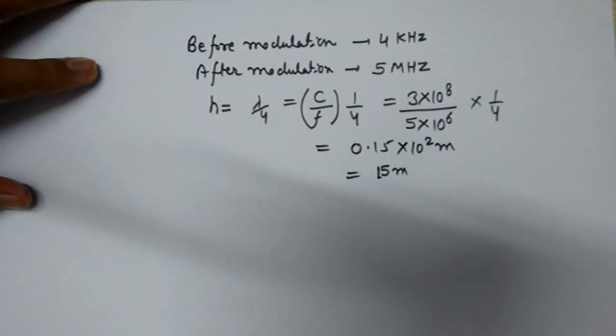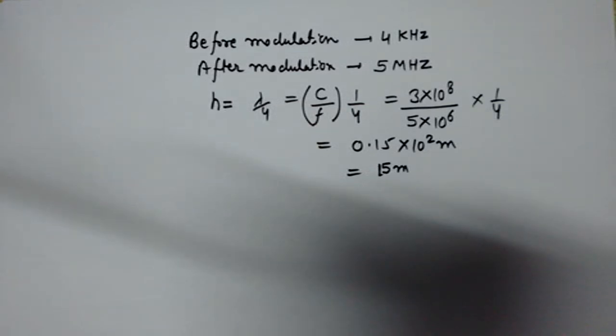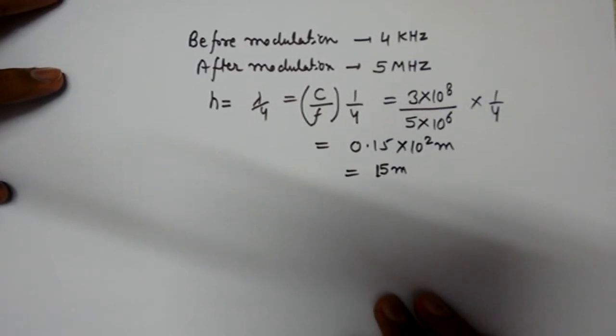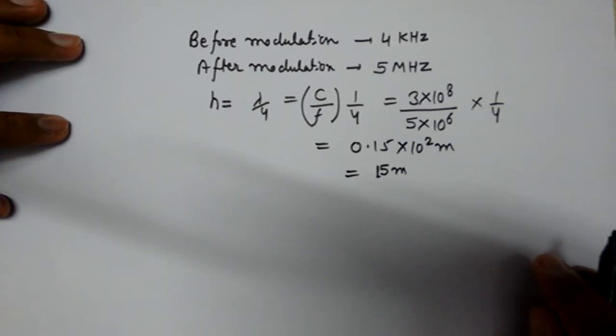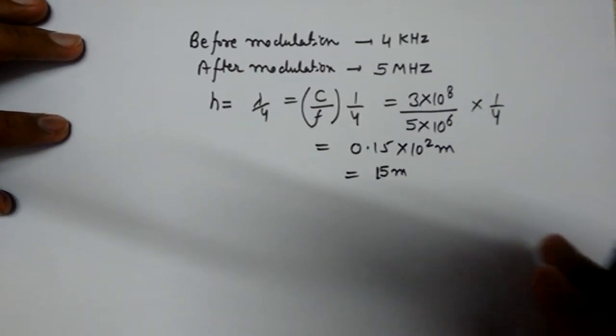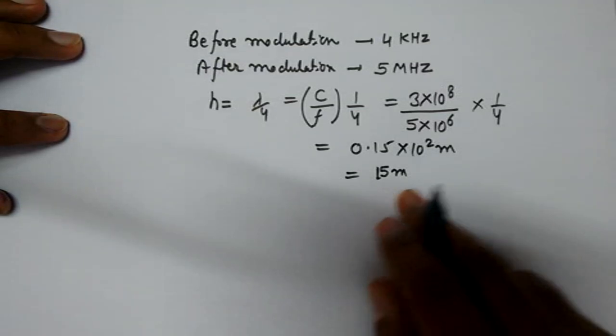Okay, 15 meters is a practical height. So you can use the modulation technique here to reduce it to practical heights. It has reduced, as you can see, initially it was 18.7 kilometers. It has reduced to just 15 meters now.